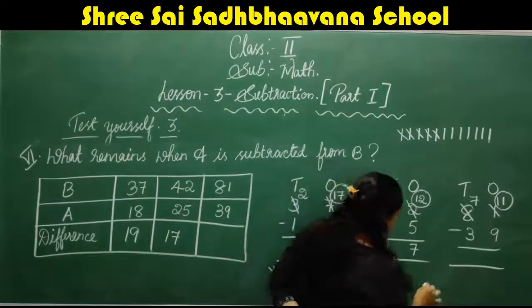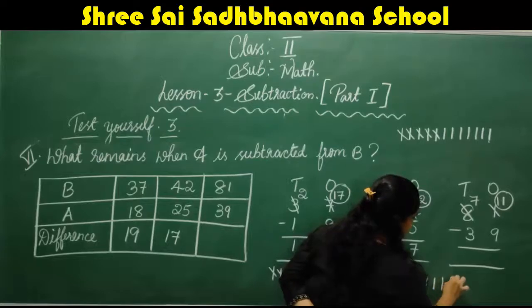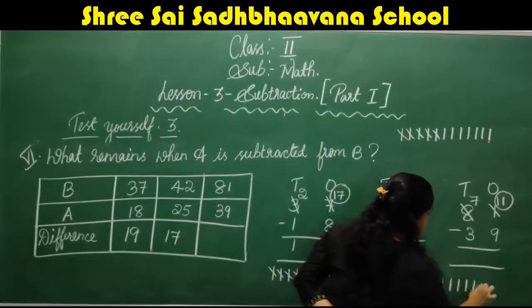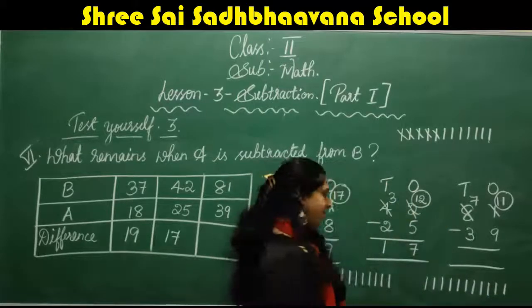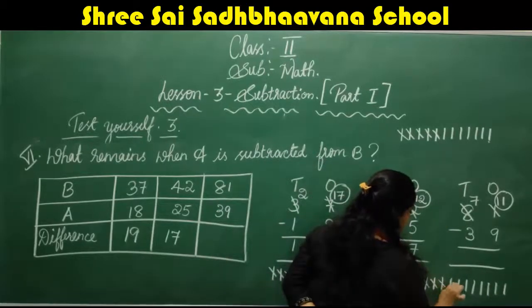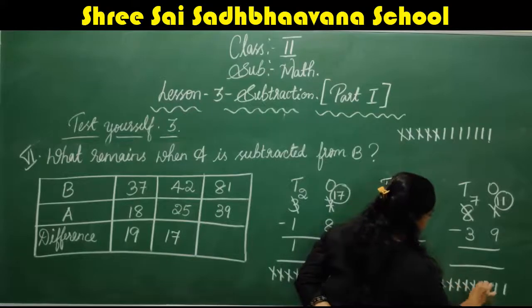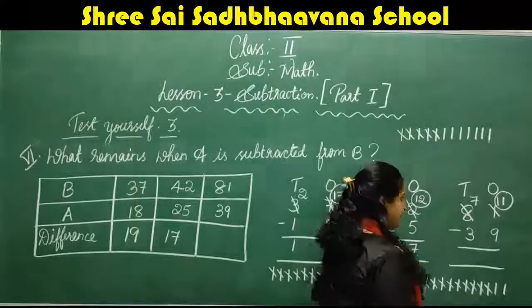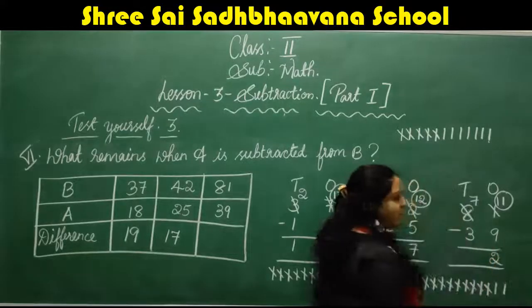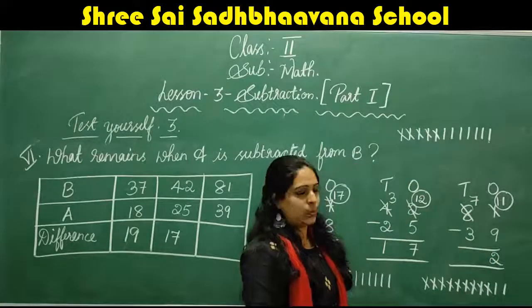Let me draw 11 lines. 1, 2, 3, 4, 5, 6, 7, 8, 9, 10, 11. So 11 minus 9. 1, 2, 3, 4, 5, 6, 7, 8, 9. So how many lines are left now? 2. So 11 minus 9 is 2.